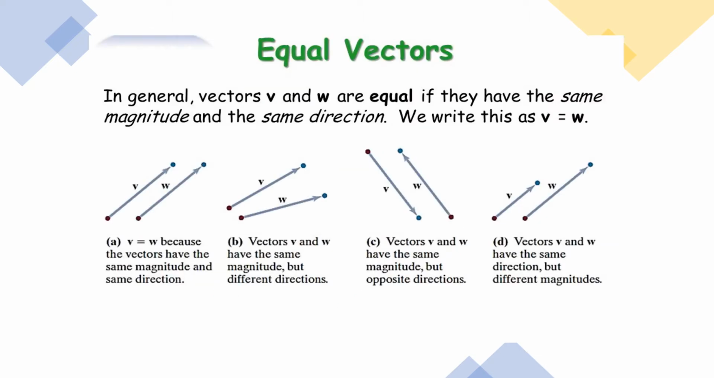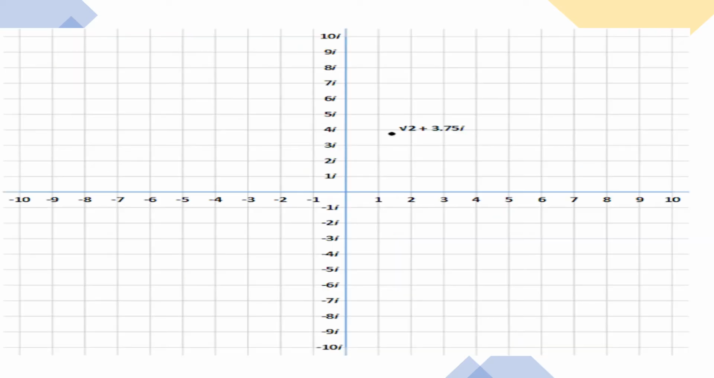Here are some more examples just for your review. In the first one, the vectors are equal. In example B, they are not equal. In example C, their directions are different. Similarly, in example D, their directions are the same but their magnitude is different. So vectors are equal if and only if their direction is the same and their magnitude is the same.